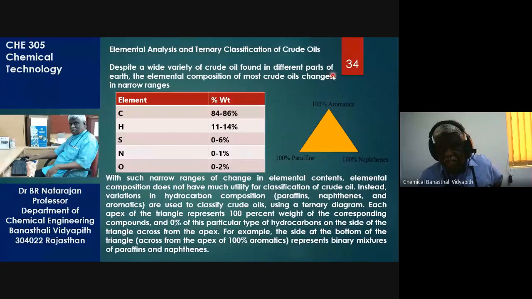Now let's analyze the elemental analysis of crude oil. Carbon is 84 to 86%. Hydrogen is 11 to 14%. Sulfur is 0 to 6%. Nitrogen is 0 to 1%. Oxygen is 0 to 2%.